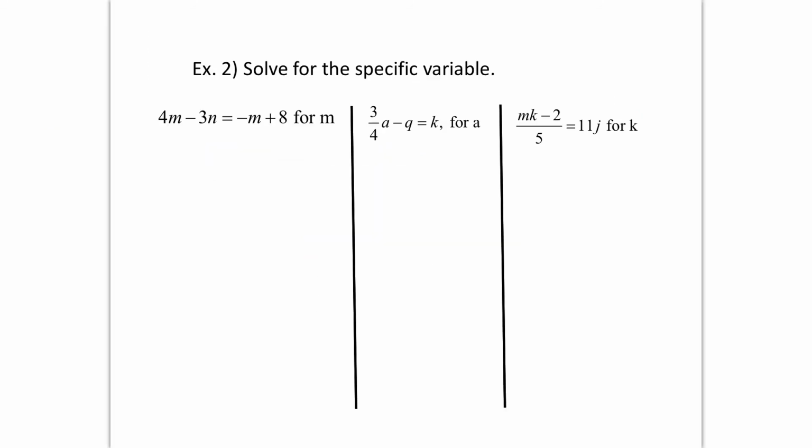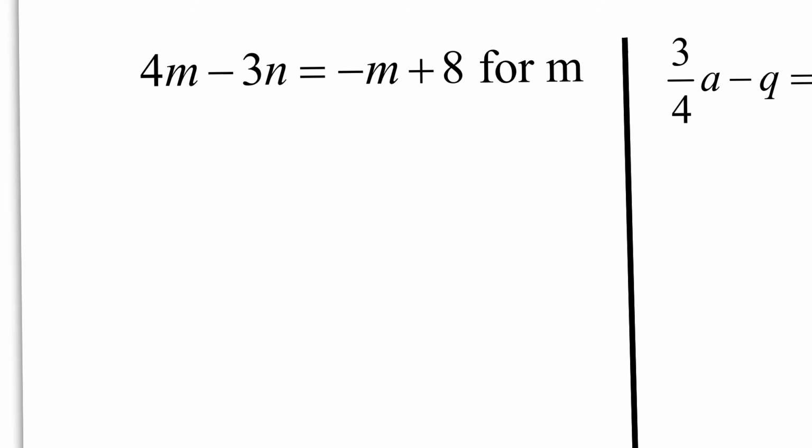So let's try a few more here. We want to solve for a specific variable. So let's look at the one on the left side. We do have variables on each side of the equation. We want to solve for m. Notice that we do have a 4m on this side and minus m on the other side. In the equation, we do have a minus 3n and a plus 8 right here.